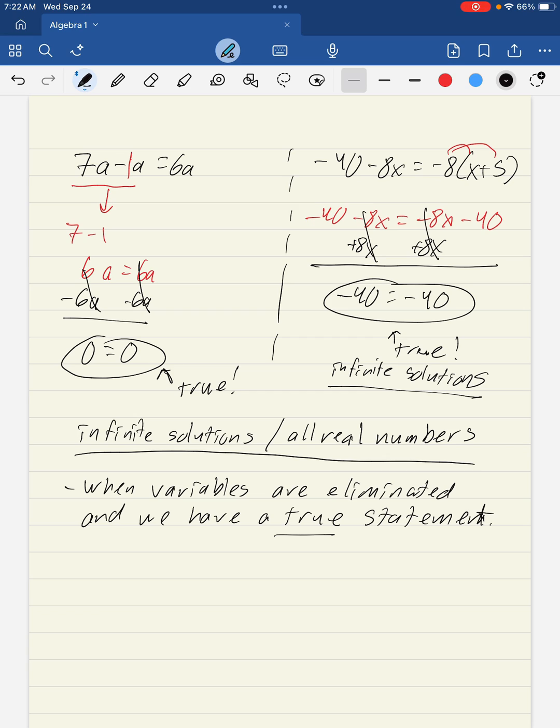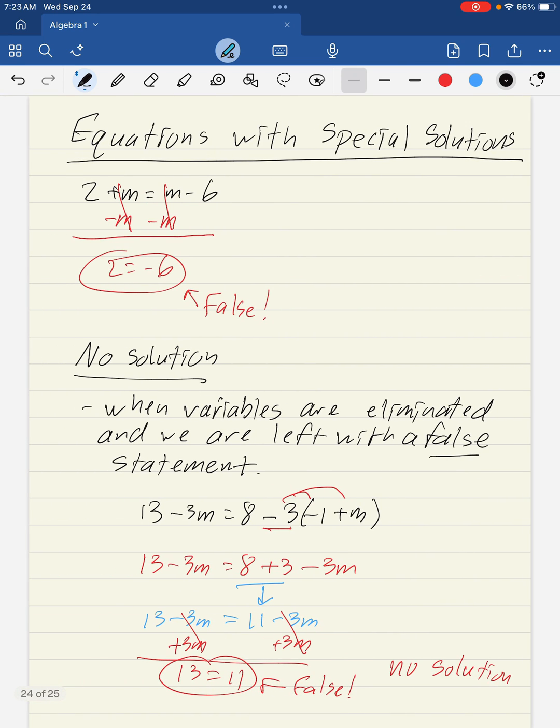All right. So you'll see again those problems rarely, I'd say, but I want you to know how to work with them when you do. Again, don't get confused by them. Just ask, my variables have both canceled. Is the ending statement true or false? If it's true, you've got infinite solutions, and if it's false, you've got what we did here, which is no solution.